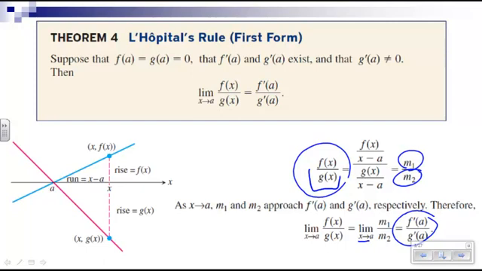I really still prefer the idea of who gets to 0 fastest. Who's going to win that race? Once we know they're both going to 0, the question is, at what rate do they get to 0? And now I think, Trevor, we're ready for my favorite application of L'Hopital's rule.